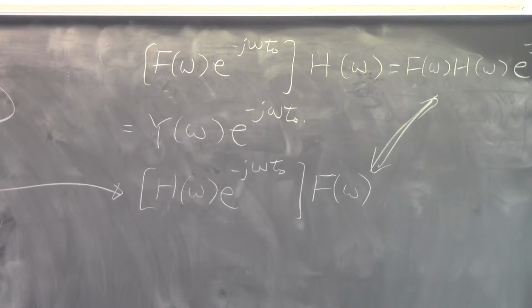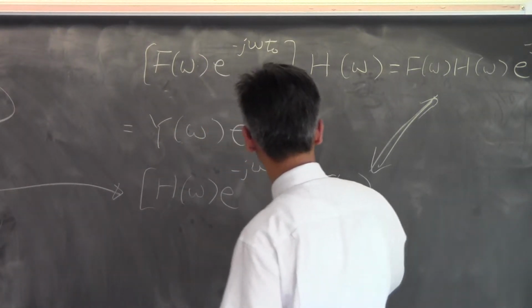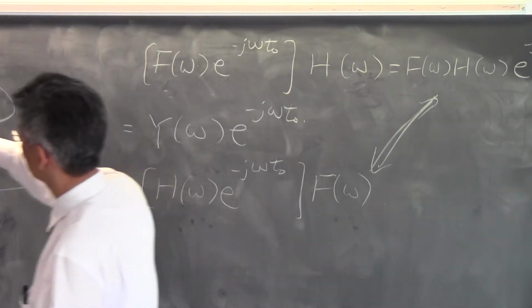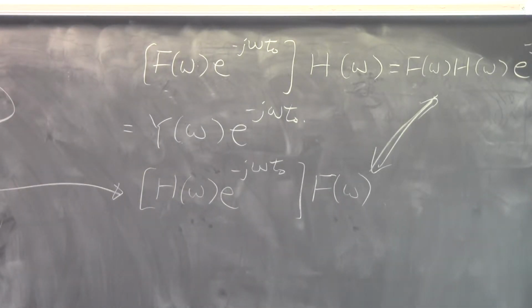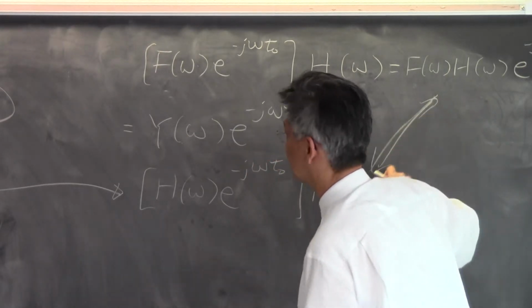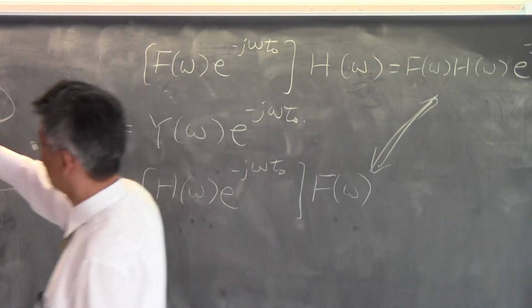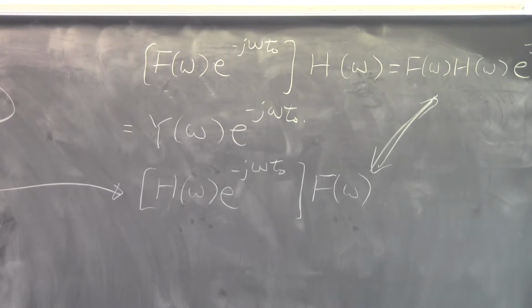In this case, since F of omega H of omega e to the negative j omega t naught equals Y of omega e to the negative j omega t naught, wouldn't you be able to cancel it? No, I'm saying that this first term Fourier transforms to this, the second term Fourier transforms to that, and the two are the same. So this is equal to that. If you were to time delay the left hand side, you only need to delay one of the two.